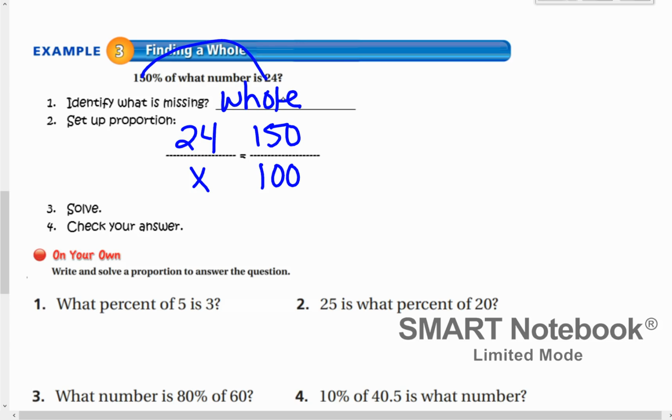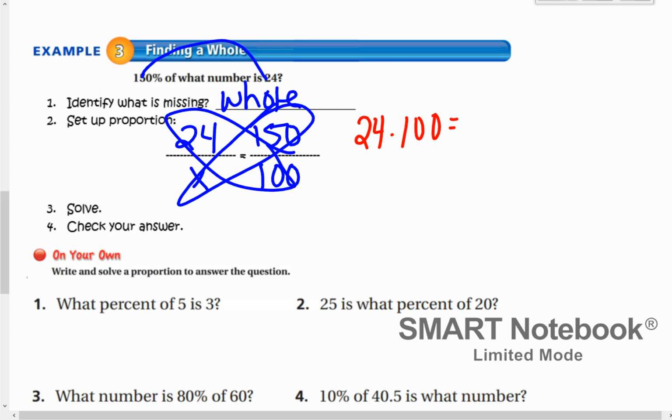So we are going to use our cross products. We will take 24 times 100, which is equal to 150 times x. We will divide by 150 to get x by itself.